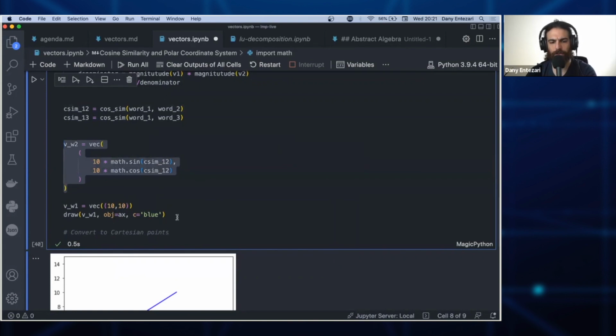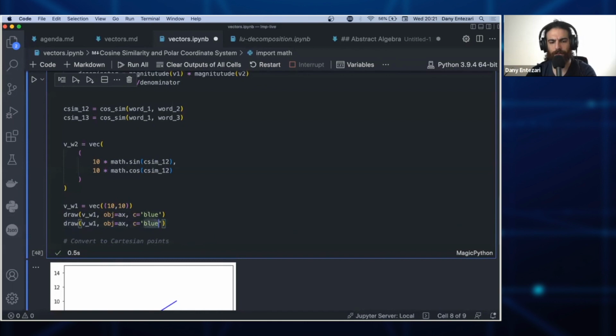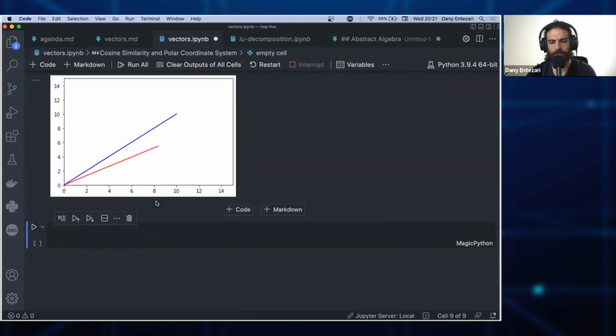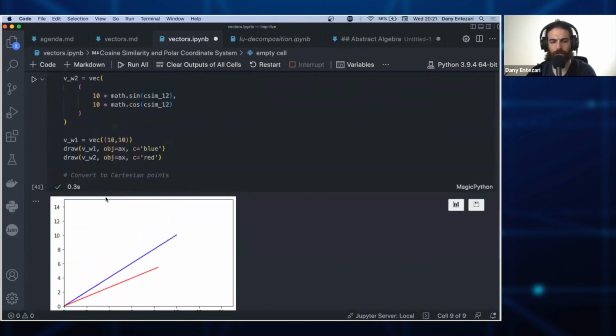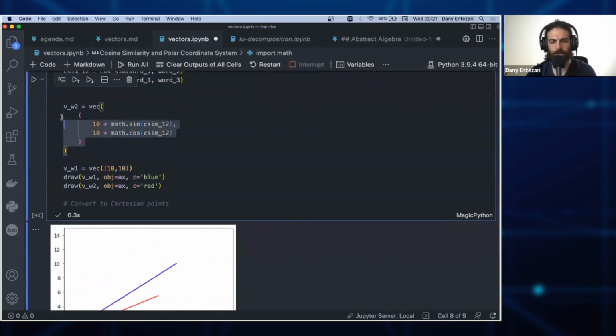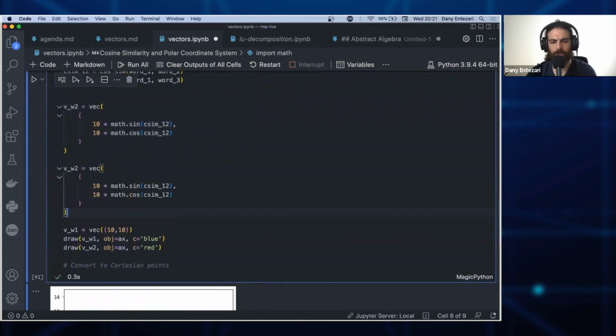Okay, now I'm going to draw the second vector. We'll make this red. Oh, well, is this good or bad, or is this close or not? Not close. There's only one way to know it. That's to create a third vector. So I'm going to create a third vector. Now the angle for these functions would be the cosine similarity of 1 and 3. So we first compare 1 and 2. Now we compare 1 and 3.